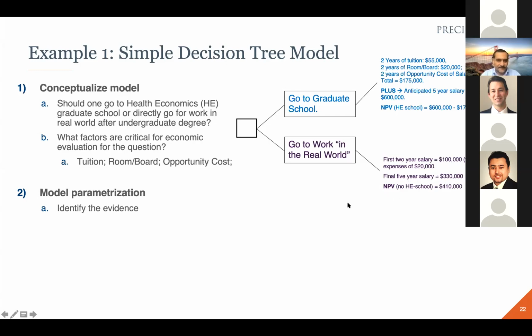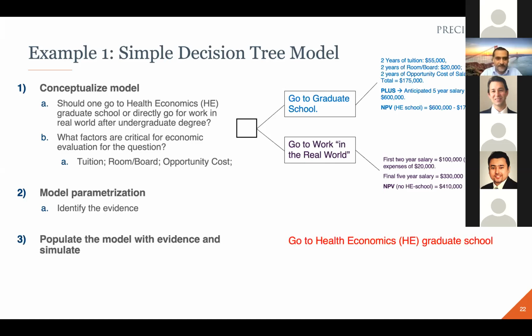So basically, this is the model parameter and finding the evidence. For example, we need to find where to get tuition, the cost of room and board, and the opportunity cost of salary. We need to find these studies. I'm not talking about evidence right now, and then we populate these models with evidence. And so the question is, which net present value is better? Well, it is very clear that going to graduate school is better, and therefore go for a graduate degree. The decision is made. Now you can explore uncertainty.